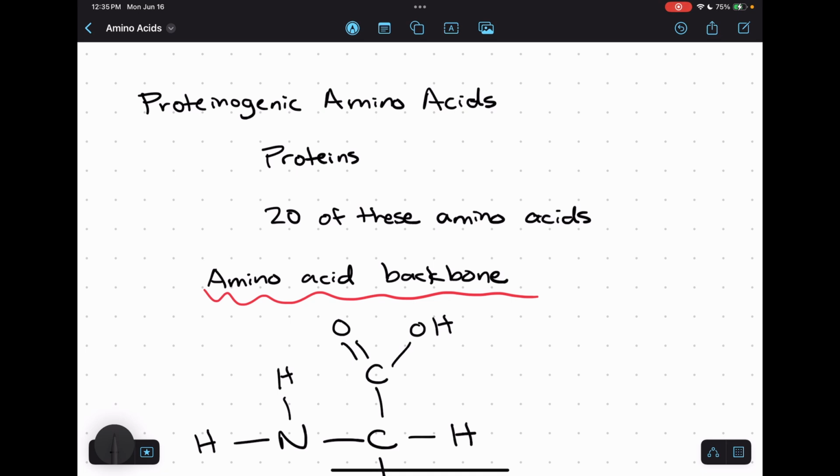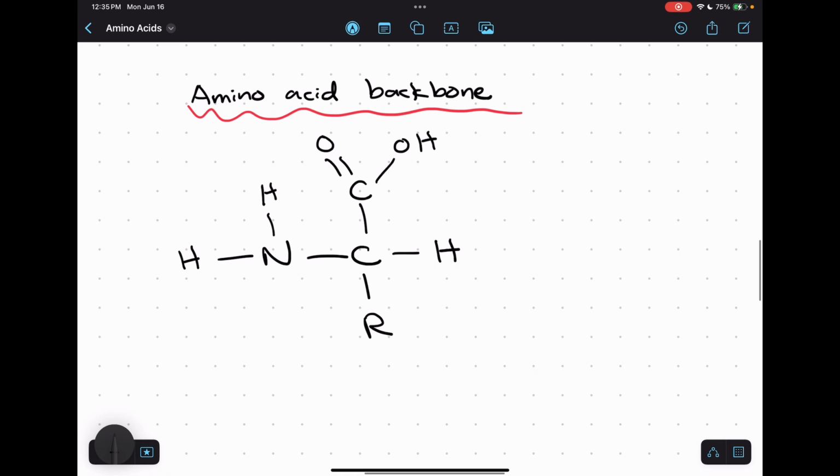We're going to talk about the proteinogenic amino acids. What does that mean? These are amino acids that make up proteins in biological organisms. There are 20 of these amino acids that we'll get into in this video. It's helpful to start by talking about the amino acid backbone.